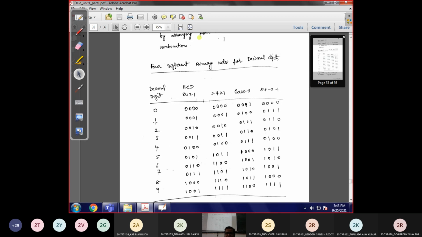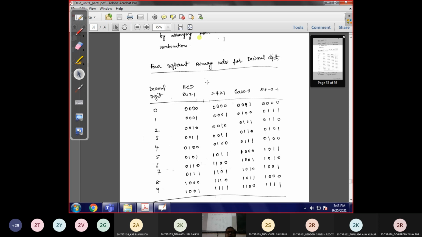Are you following the discussion there? XS3 means first you represent the number in binary, and to that you add 3 in binary. That gives you the XS3 code for the corresponding number. Am I clear with the discussion, guys?